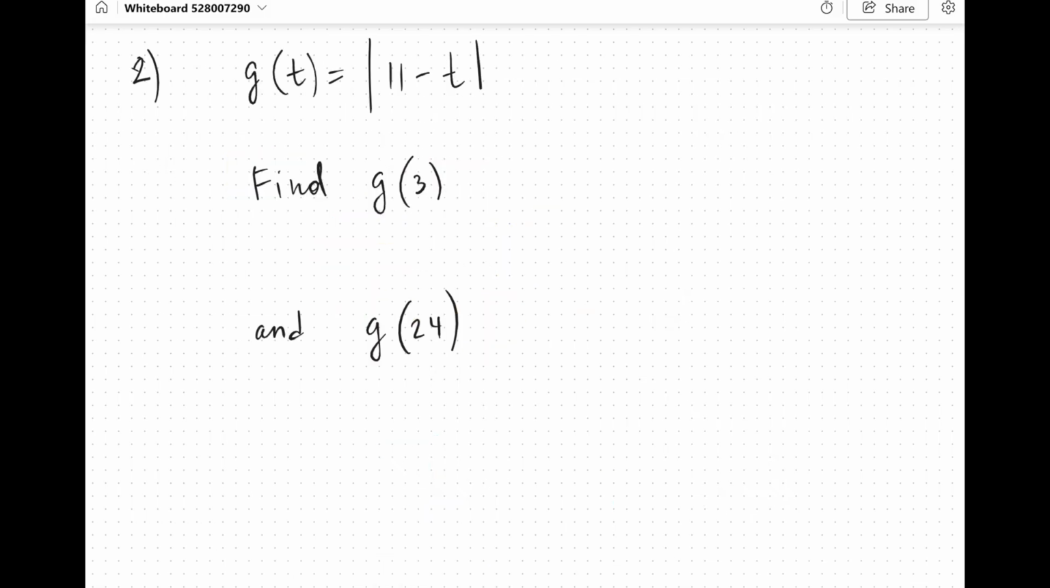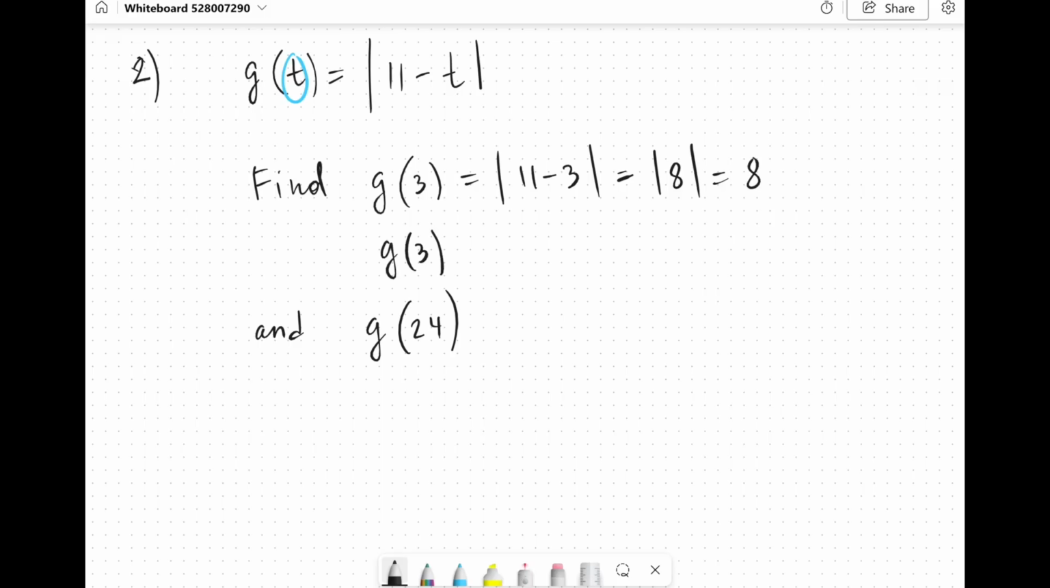Let's try another one. So this next question gives you a function g of t equals absolute value of 11 minus t. And it asks you to find g of 3 and g of 24. So in the first case, the t becomes a 3, and then in the second case we start over and t becomes a 24 in this same expression, the absolute value of 11 minus t. Let's go ahead and replace t with the 3. So absolute value of 11 minus 3, well, 11 minus 3 is an 8. Absolute value of 8 is 8. You're done. G of 3 equals 8.